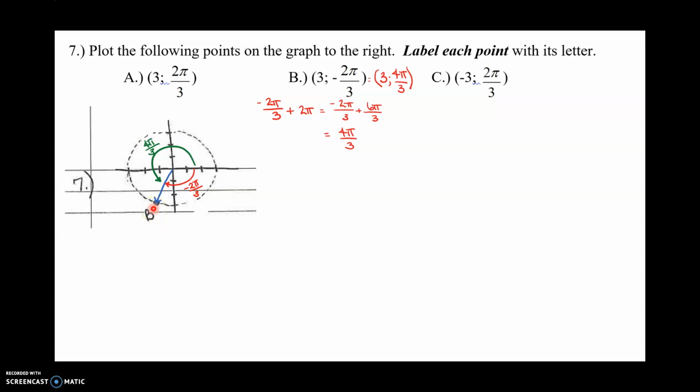Remember that also, if you don't like the name of the angle that you're given, you can change it, and we had several different ways to do that. So we could just find the coterminal angle by adding or subtracting 2 pi. So if we take negative 2 pi over 3 and we add 2 pi, or 6 pi over 3, that would give us 4 pi over 3, which is the same thing as 240. So you could start here at your polar axis and go around 240 and go out a length of 3, and that would be the same thing. That would also give you point B.